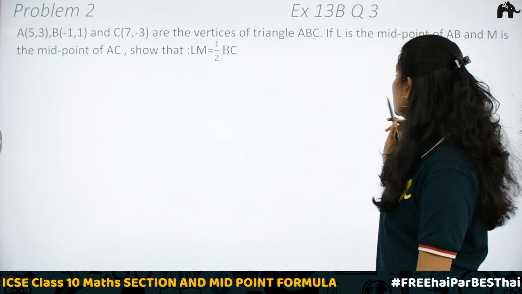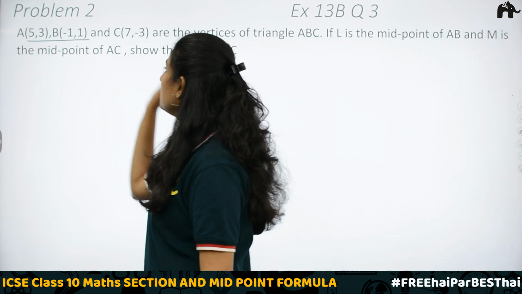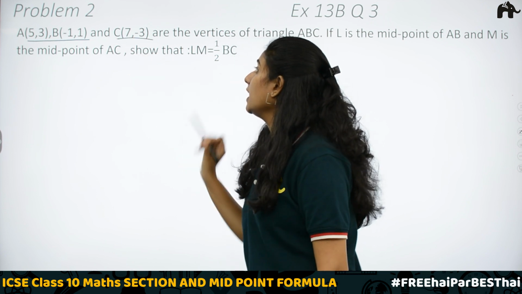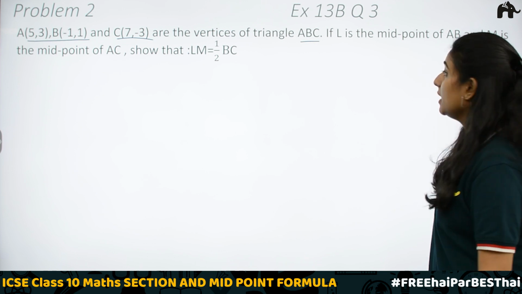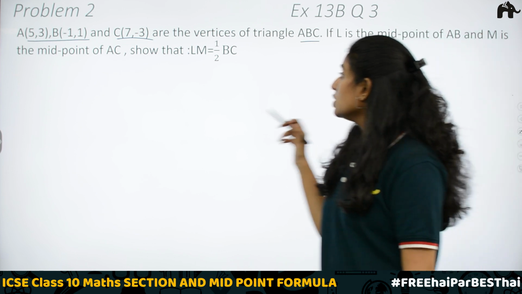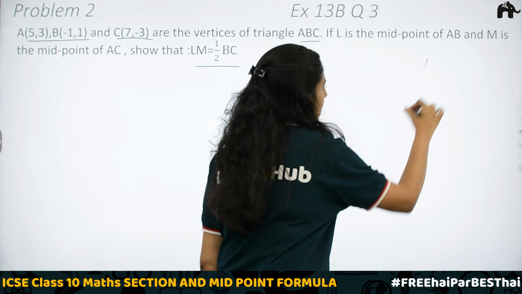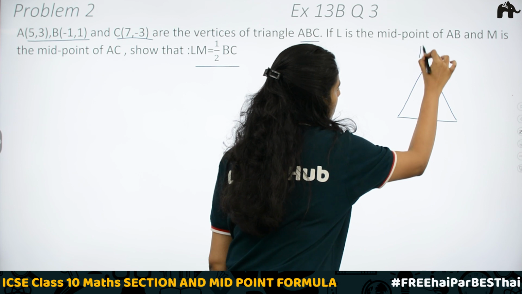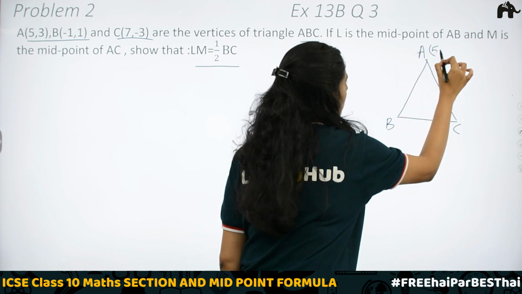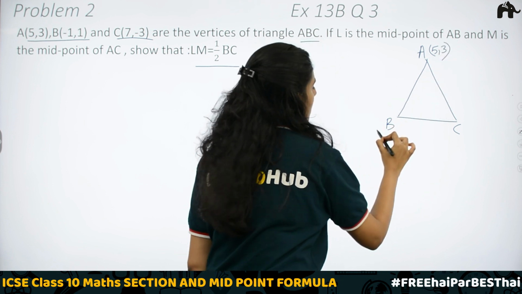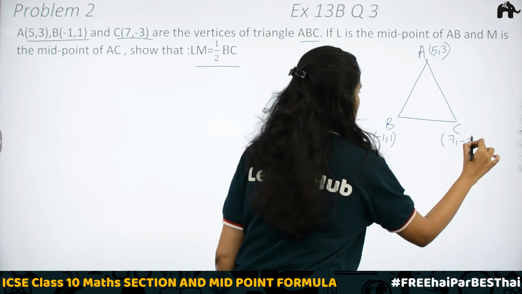Problem number 2, question 3 of exercise 13b. A(5, 3), B(-1, 1) and C(7, -3) are the vertices of triangle ABC. If L is the midpoint of AB and M is the midpoint of AC, show that LM is equal to half BC. Let us take the triangle ABC. Coordinates of A are (5, 3). Coordinates of B (-1, 1) and coordinates of C (7, -3).